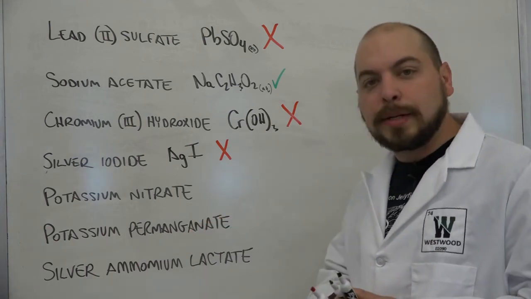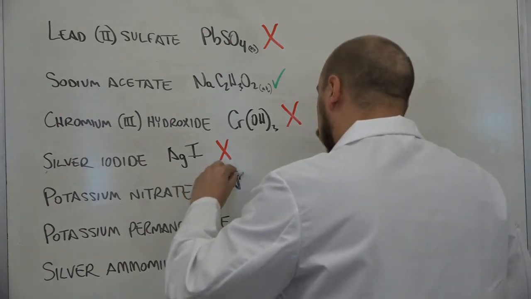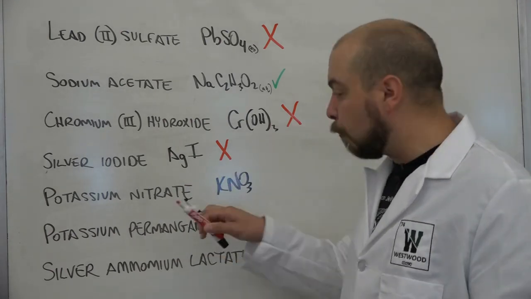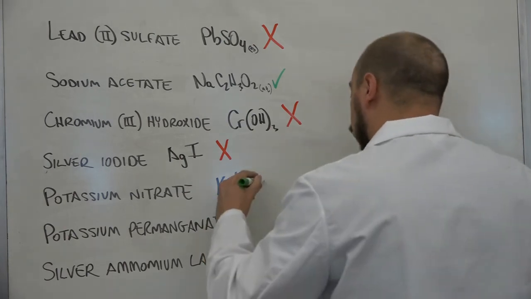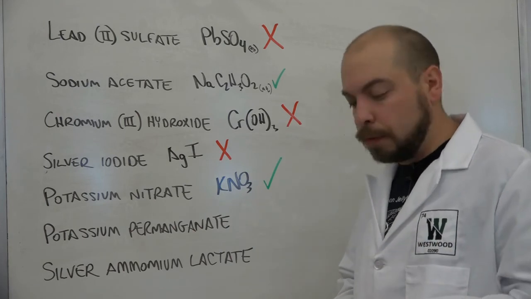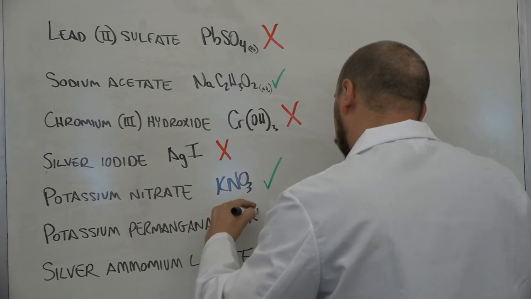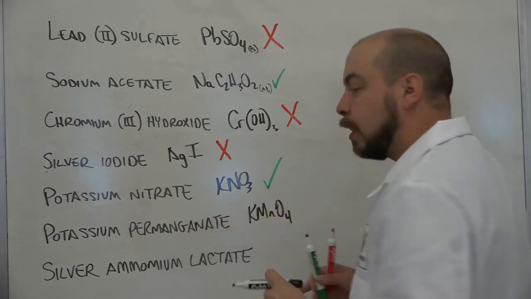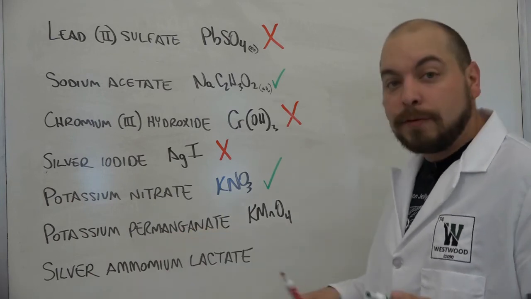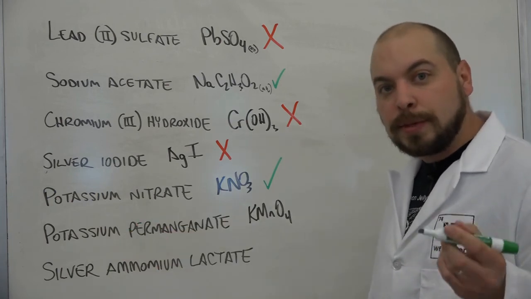Next one, potassium nitrate, KNO3. Both of these fall within the rules of always soluble, therefore this compound, always soluble. Potassium permanganate, KMnO4. Again, potassium is a part of our always soluble. Even though we don't have a rule about permanganate, it doesn't matter because it's paired with potassium. So this is going to be considered soluble.